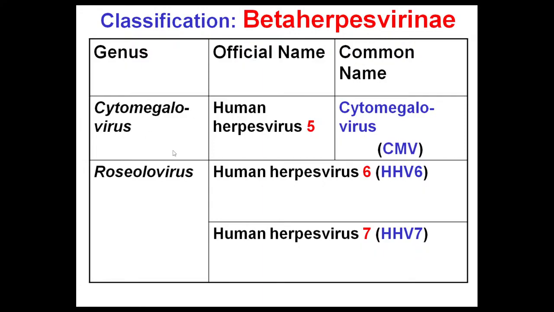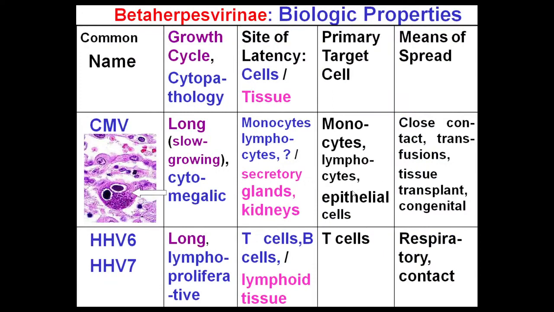In it, we have cytomegalovirus and human herpesviruses type 6 and 7. What biological properties are typical for that group? They are slow-growing viruses, and they grow inside the nucleus, and they may cause so-called cytomegaly when you compare with other nuclei, an increase of the nucleus in size.